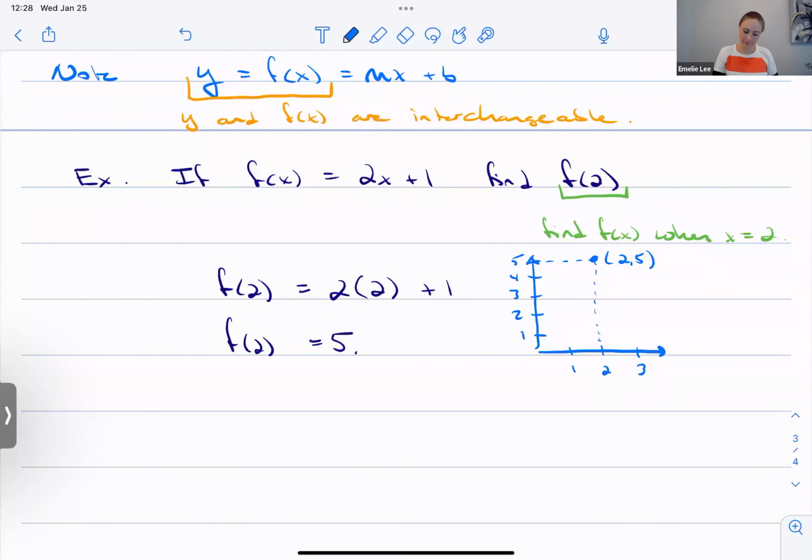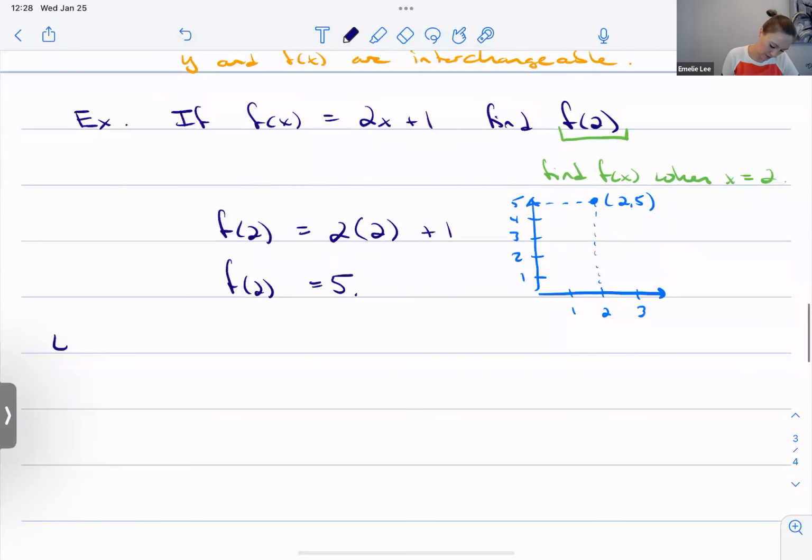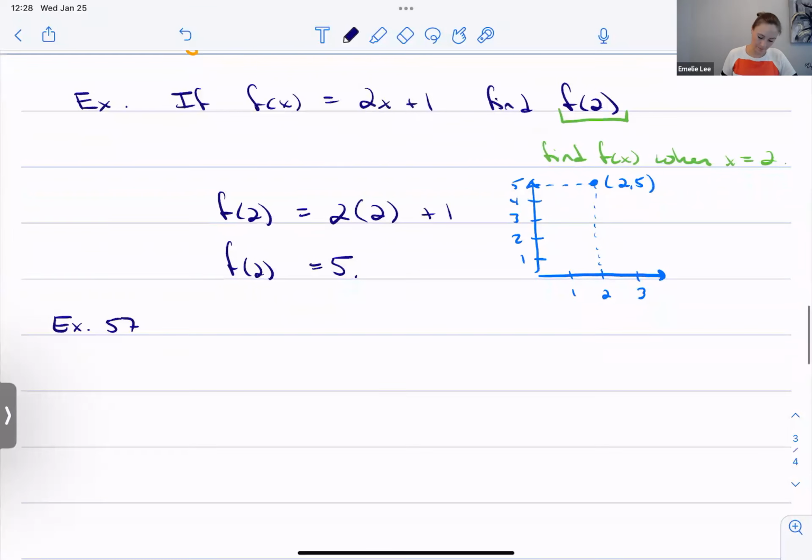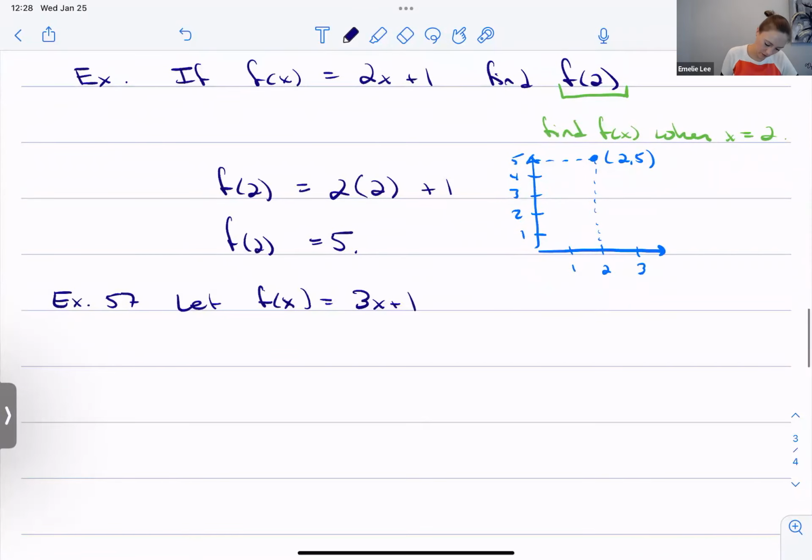Let's do another example. This one's from the textbook. Example 57. We're going to let f of x be 3x plus 1. I want you to find f of 10 and f of negative 5. I'll give you 1 minute to work through that.